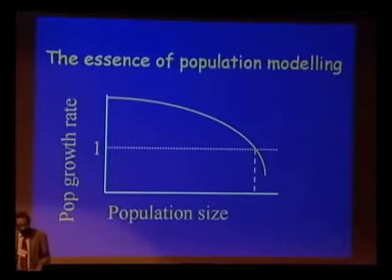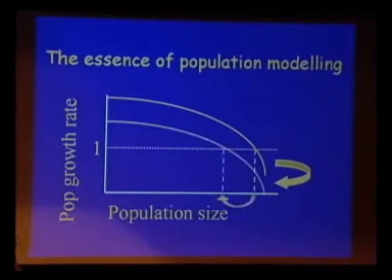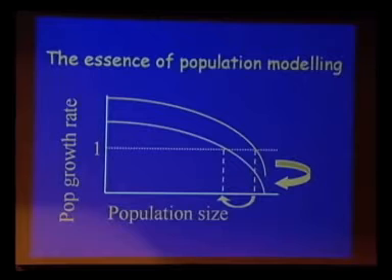Now, suppose we do something horrible to the population. We exploit it, or we chop down their habitat, or something like that. What we effectively do is change the shape of that curve, and so the population will drop from this point here to that point there. So with this sort of framework, we can understand how environmental change will result in changes in the population size.